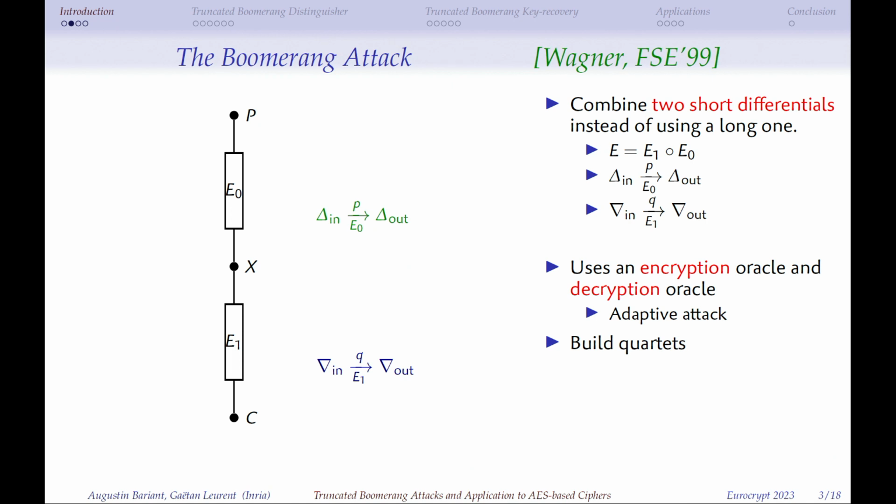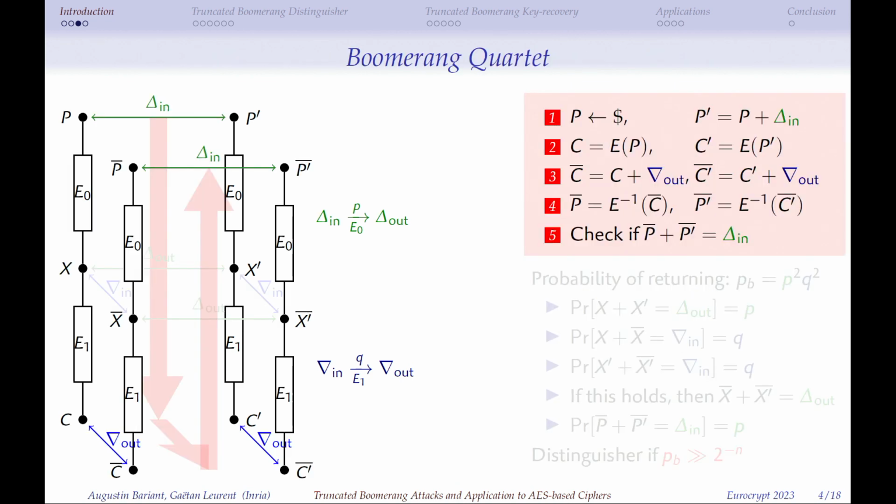And for this, we're going to use both an encryption oracle and a decryption oracle, so it's an adaptive attack, and we're going to build quartets. So let me try to explain a little bit more how it works. So you start with a pair of plaintext, P, P prime, with the difference delta in. You encrypt them, you get 2 ciphertexts. But you don't look at the difference between those 2 ciphertexts because you cannot say anything useful about them, because you don't have a differential through the whole cipher.